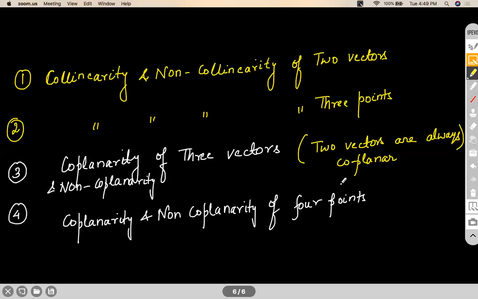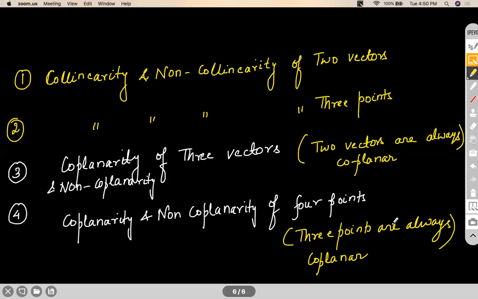Why don't we talk about coplanarity and non-coplanarity of three points? Because three points are always coplanar. Now try to imagine this for one second. Take two points on your table and take one point above. You can always draw a triangle, a two-dimensional triangle connecting them. So three points are always coplanar, just like two vectors are always coplanar. So we don't discuss those. These are the four things primarily we'll be discussing in the next half an hour or so.